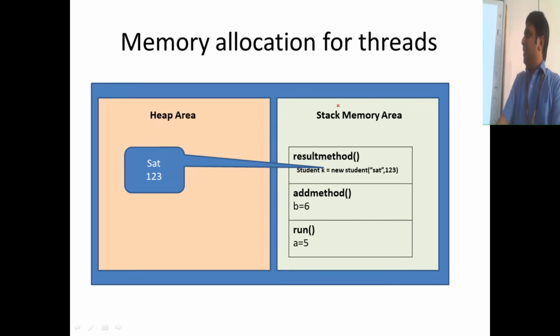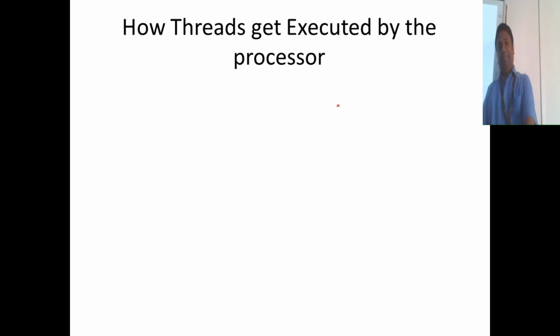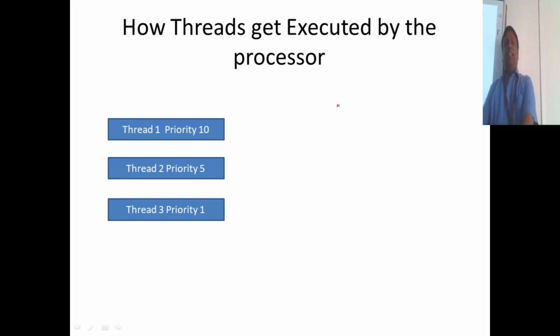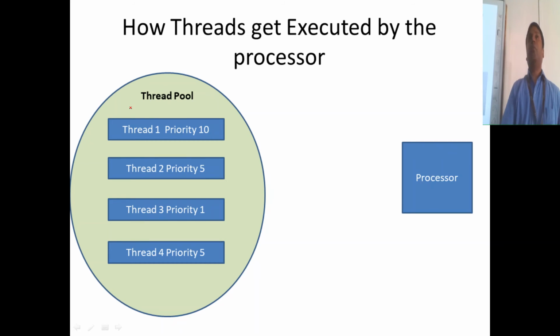So with this understanding, we'll go to our next concept: how threads get executed by the processor. Say I have 4 different threads created and all these threads are running. How do they get allocated to my processor? Which thread gets the importance? How does it go to the processor? Who goes in first and gets executed?